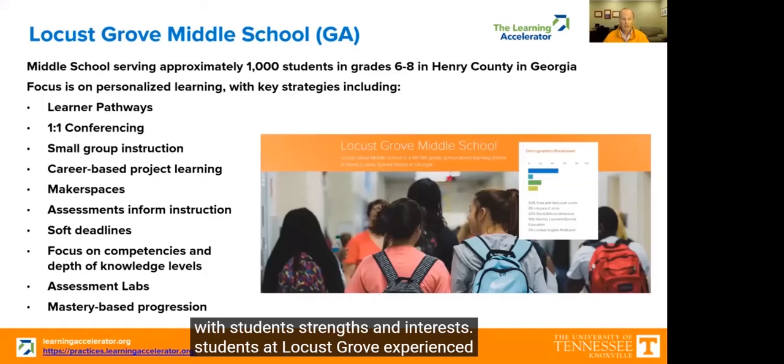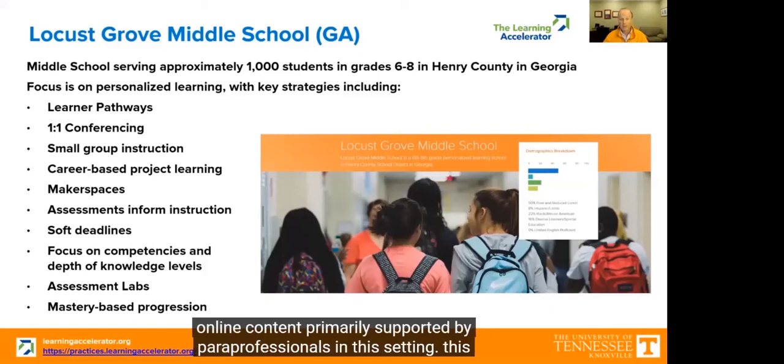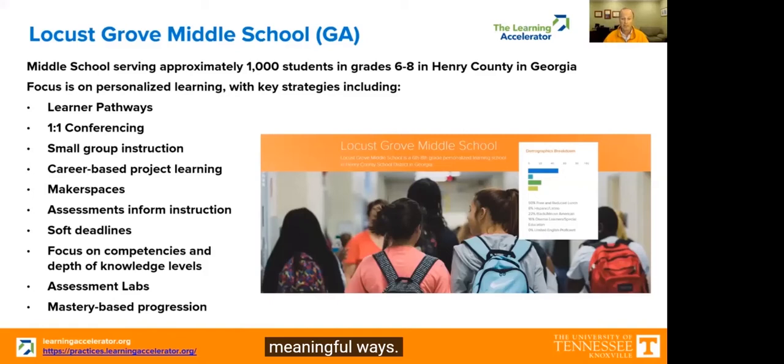Students at Locust Grove experience personalized learning throughout their day. A student will have 8 periods per day, including 4 content classes, 2 electives, an assessment lab, and time in the makerspace. The assessment lab is twice the size of a traditional classroom, and students spend their time completing assessments and assigned online content, primarily supported by paraprofessionals in this setting. This unique organization of resources helps reduce class sizes in core classes and helps create more opportunities for teachers and students to interact in meaningful ways.